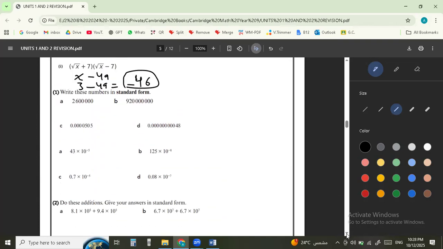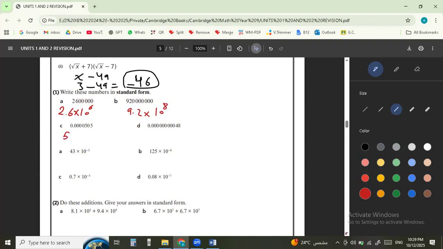Standard form. Here I need 2.6 times 10 to the power of. I'm going to move the decimal point 6 digits to the left. So positive 6, because I moved it to the left. Here is going to be 9.2 times 10 to the power of, 8 digits. I'm going to move it 8 digits to the left. So it is positive 8.